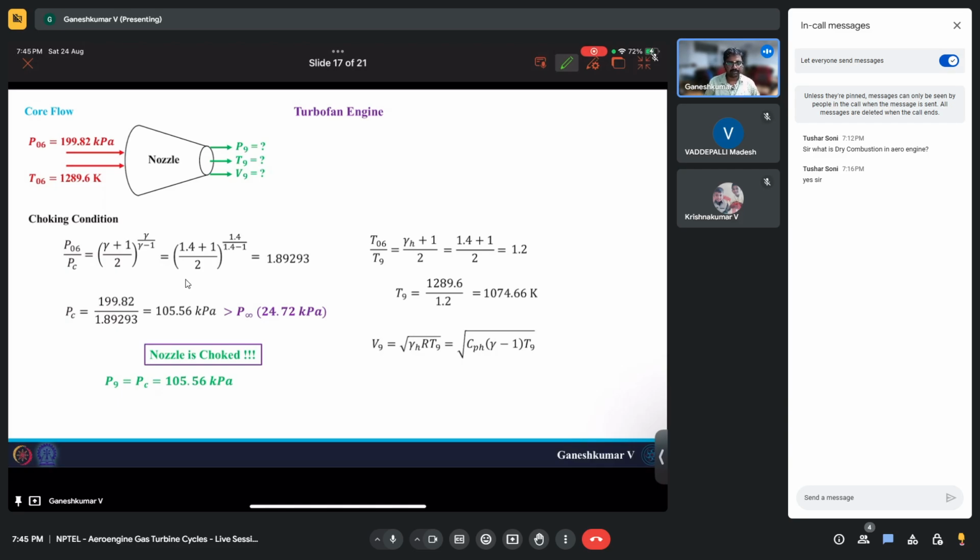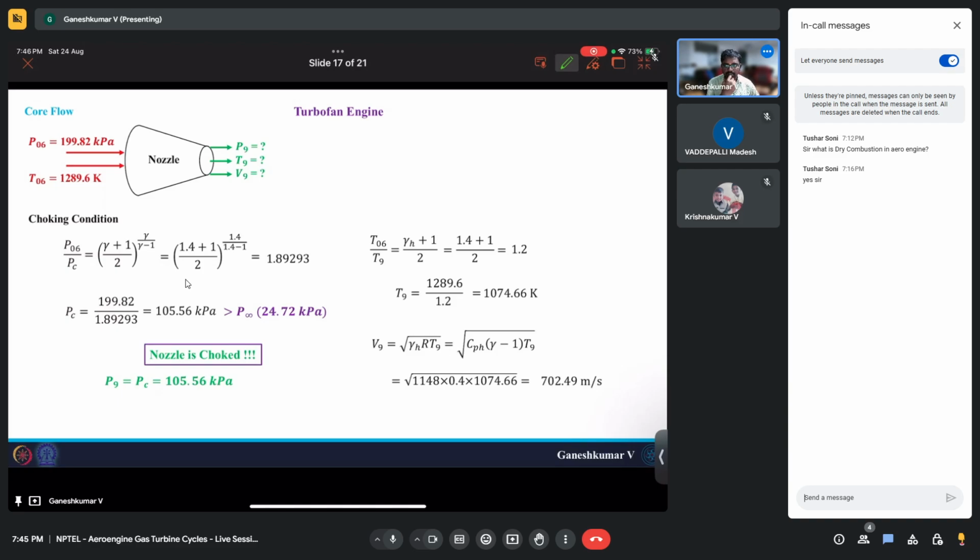And since sonic speed is nothing but square root of gamma RT, and since R is not given, I just replaced it with Cp and gamma, which we know, right? And we can substitute these numbers and you will end up having something like velocity to be 702.49 meters per second. Okay, this is the velocity.